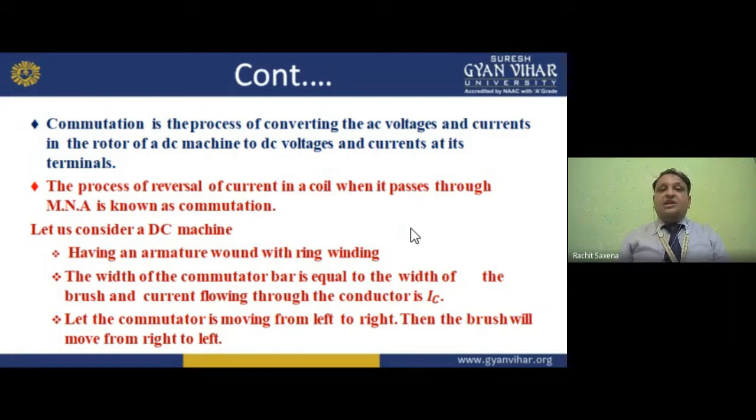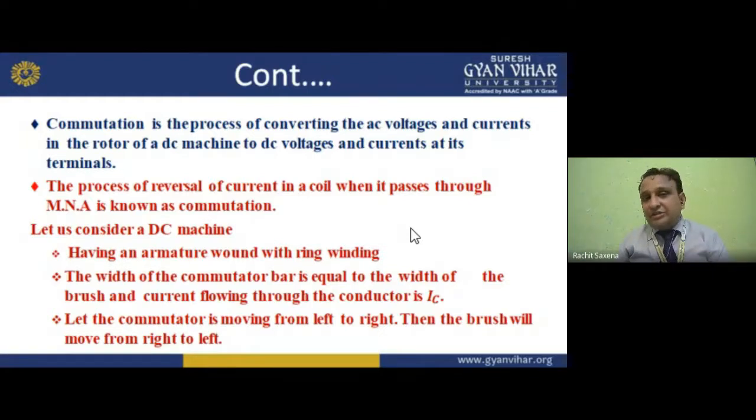Now the process of reversal of current in a coil: first the direction is this, then it is this. The process of reversal of current in a coil when it passes through the MN, the magnetic neutral axis, which I told you about earlier, my dear student, is known as commutation. I hope you understand.